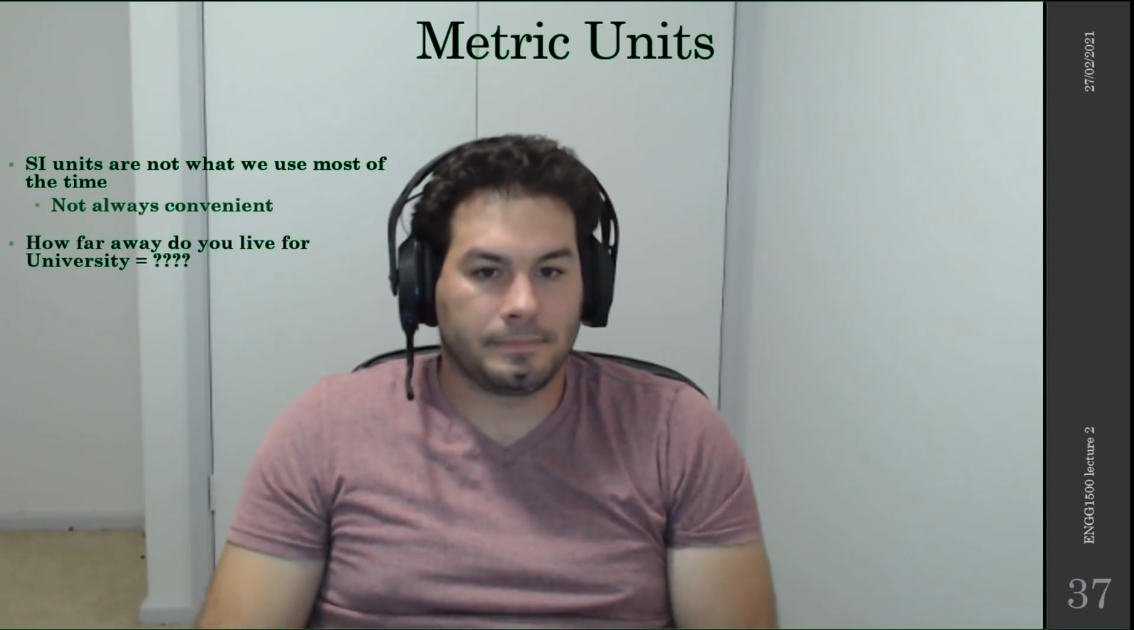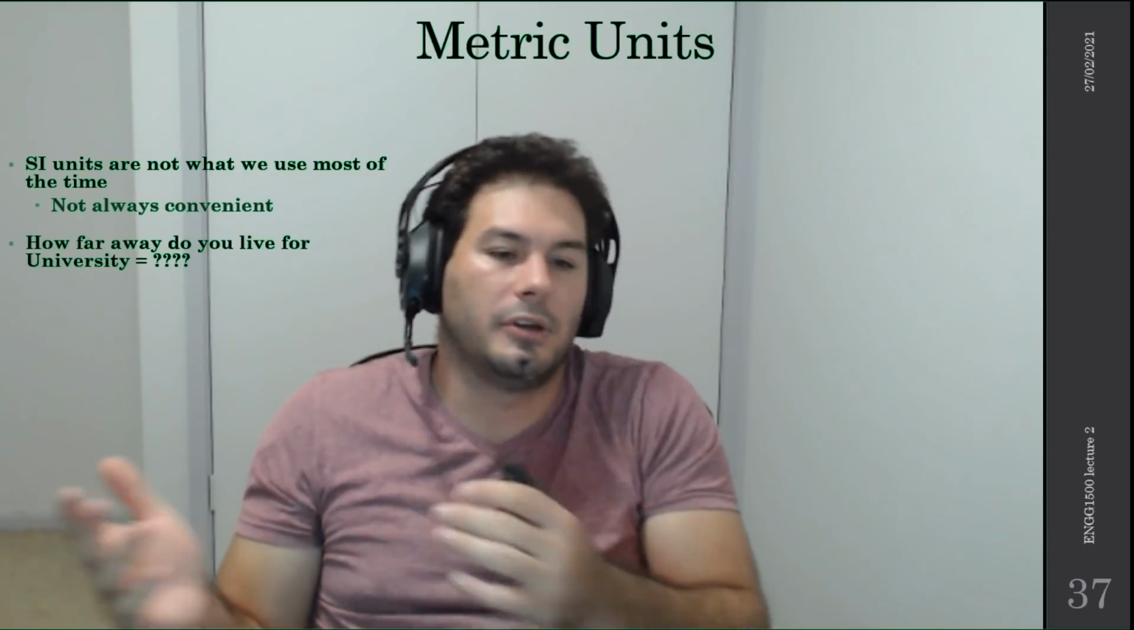All right, that's kind of in SI units. There are other types of units that we use. Metric are probably the ones that you've heard about, and it's because SI is not always the most convenient. If I was to ask you how far away you live from university, I live 15 kilometers away. I don't say I live 1,500 meters away. I say I live 15 k's because kilometers are a more useful unit of distance a lot of the time than meters are.